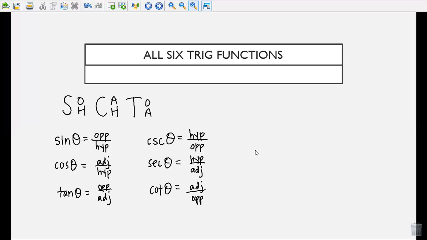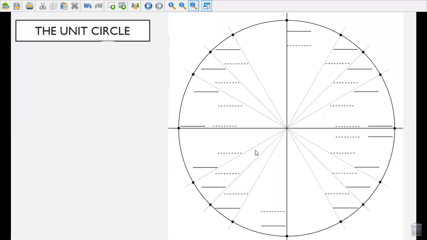All right, now you need your pen and your paper. We're going to fill in our unit circle. Okay, so here's our unit circle. The reason that we call it a unit circle is because the radius is one unit.